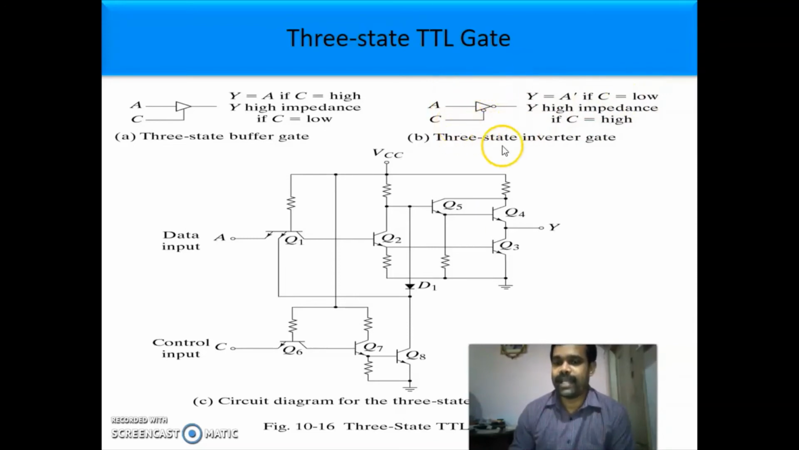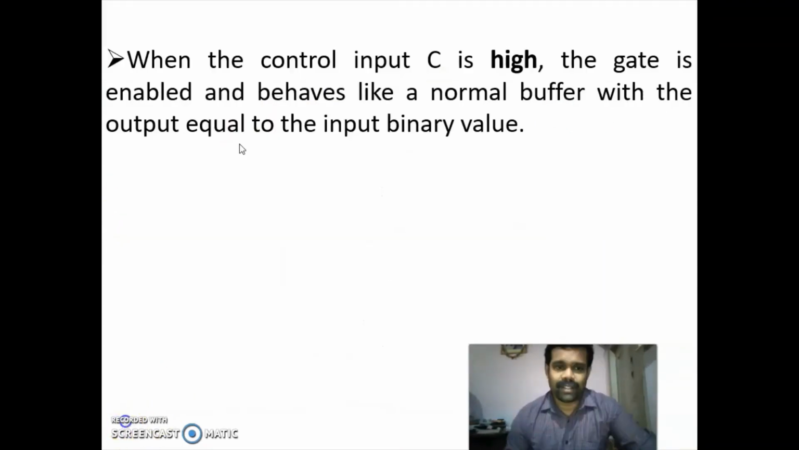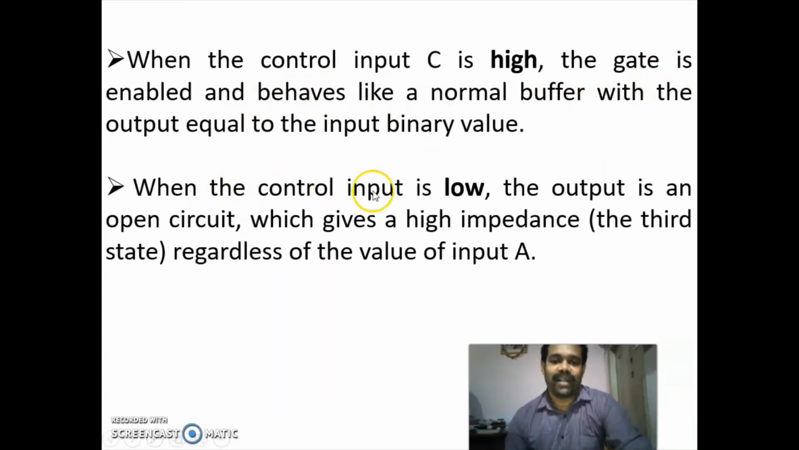So here it is activated when C is equal to low, and here it is activated when C is equal to high. This is nothing but the normal buffer. When the control input is high, the gate is enabled and it behaves like a normal buffer with the output equal to the input value. When the control input is low, the output is an open circuit and gives high impedance state.